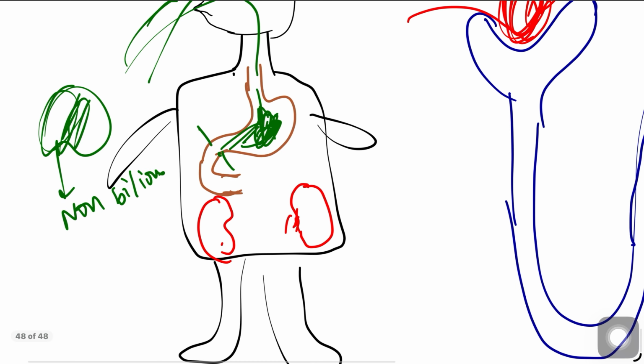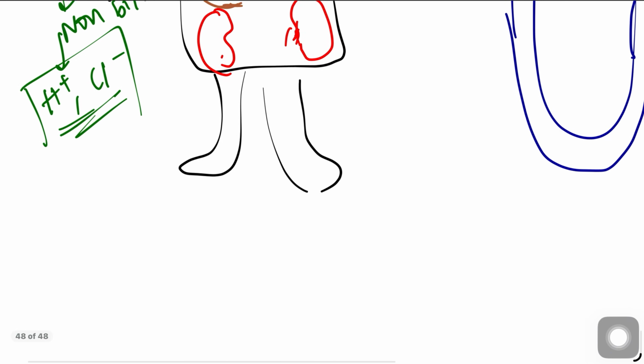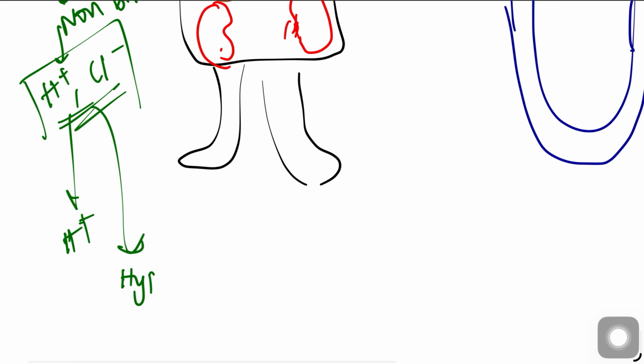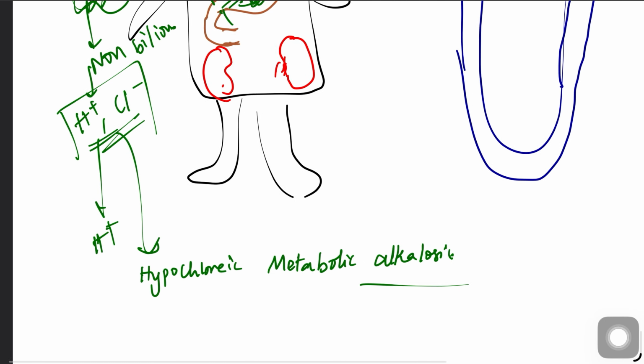The stomach is rich in hydrogen and chloride, HCl, right? So in the vomiting there will be loss of H plus and chloride ions. Because of the loss of H plus ions, the initial metabolic abnormality is hypochloremic metabolic alkalosis, because the H plus, the protons, are lost. So it is metabolic alkalosis, right?